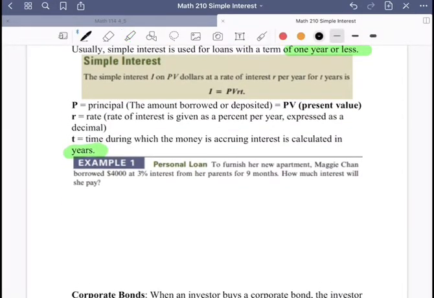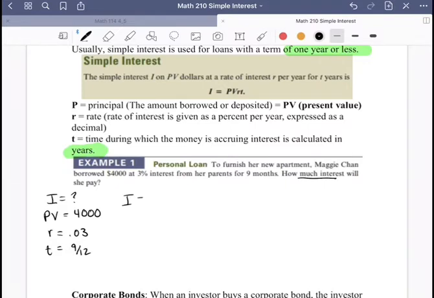Example 1 says, personal loan. To furnish a new apartment, Maggie Chan borrowed $4,000 at 3% interest from her parents for 9 months. How much interest will she pay? So I have interest, I have present value, I have rate, and I have time. Interest is what we're looking for because that's what the question states. My present value, or how much she borrowed, was $4,000 at a rate of 0.03, which is 3%. Time says 9 months, but there are 12 months in a year, so it's 9 out of 12.